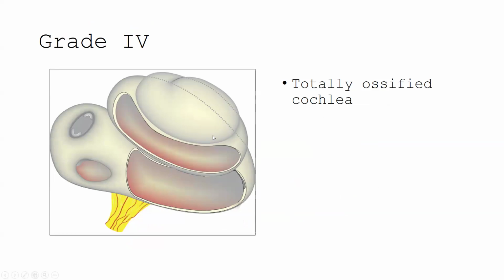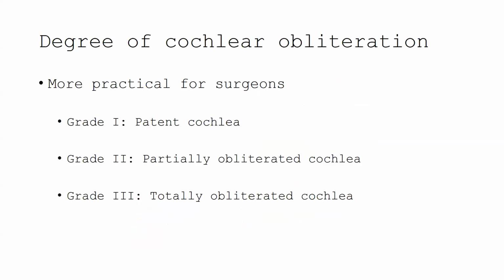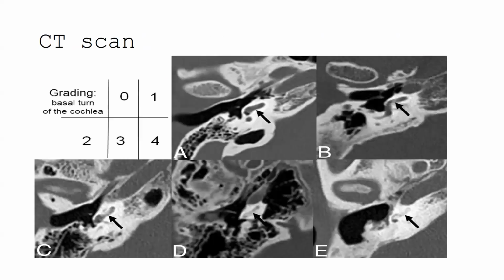So on such cochleas, there is no signal at all. Simpler classifications have been used by surgeons where they'll describe a patent cochlea, a partially obliterated cochlea, and a totally obliterated cochlea as grade 1, grade 2, or grade 3. And this is simpler for the surgeon, but also helps us counsel the patient on expected benefits.